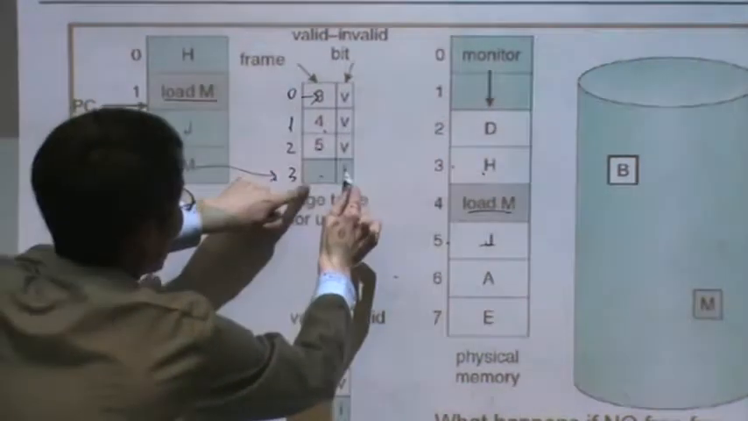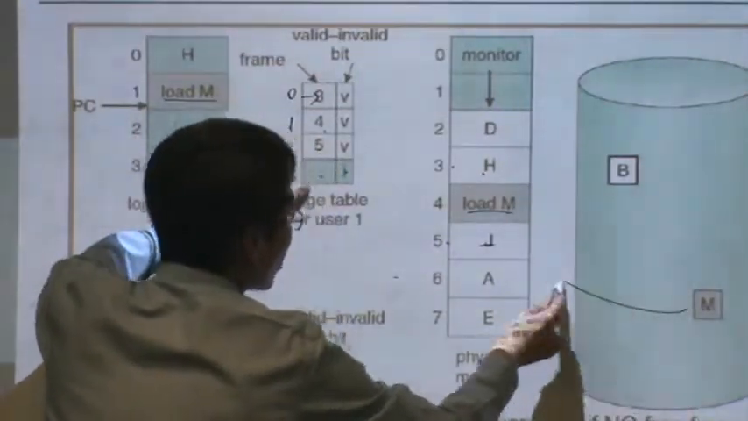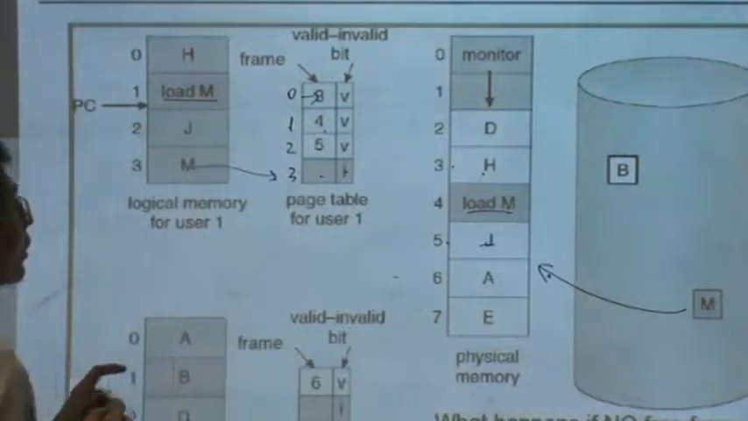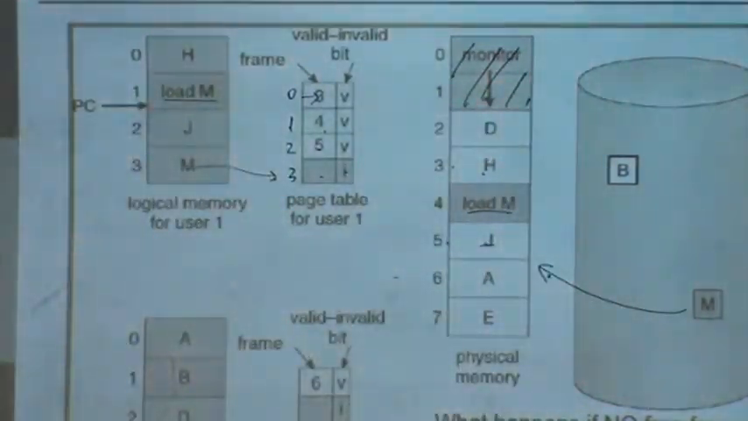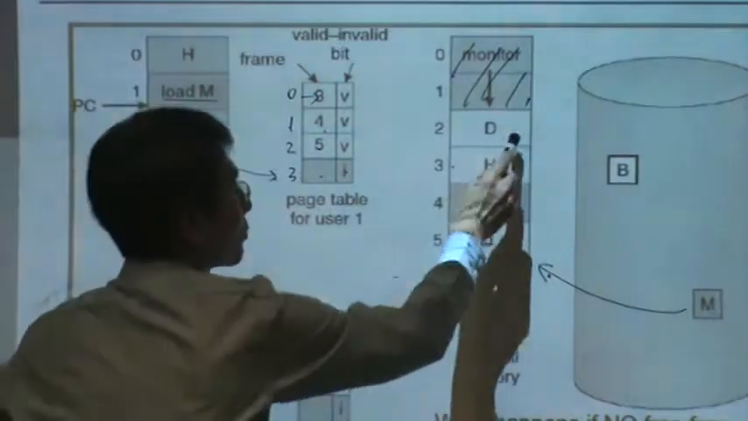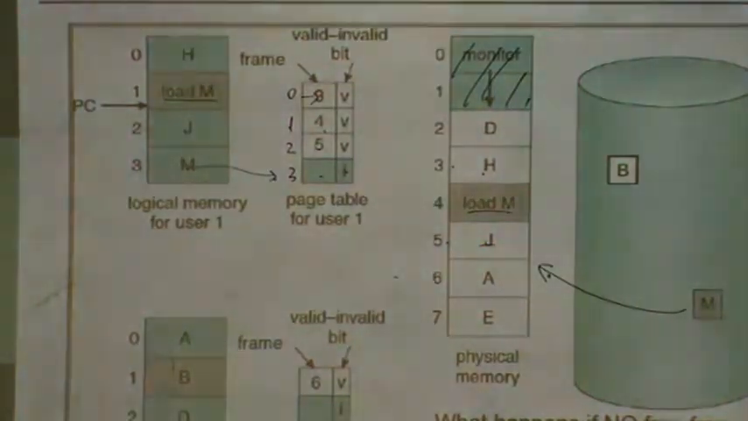So this is invalid, which means this is not loaded yet. So you need to load to here. This one is reserved for the system, operating system. So there is no space. Okay, this requires page replacement. We need to determine one of these as the victim page.